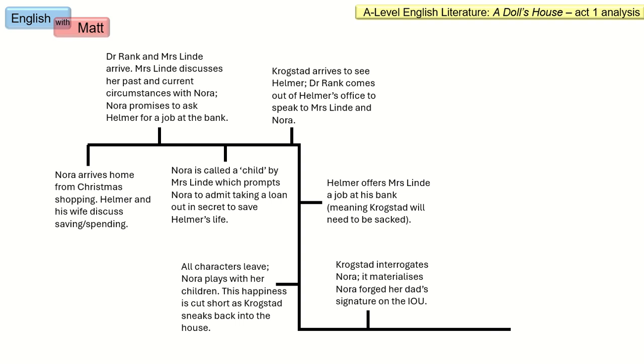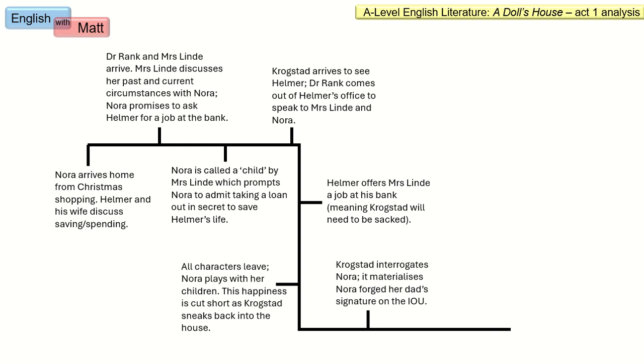In that conversation that Nora and Krogstad have, the audience learns that Nora has taken the loan out from him, but in so doing, in order to get the money, she had to forge her father's signature on the contract or the IOU. So it means that Nora has committed forgery and therefore is likely to be found guilty of fraud. Of course, ironically, Krogstad has done something similar in the past, so he can't persecute Nora too much because it would be hypocritical.